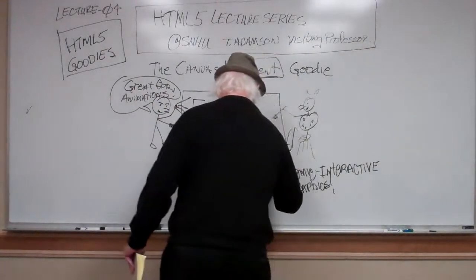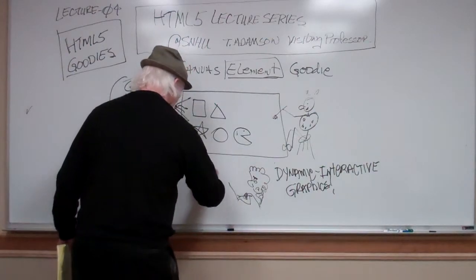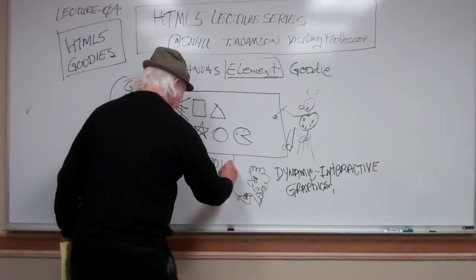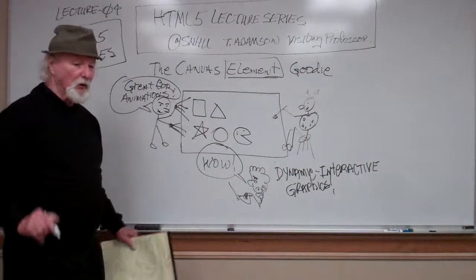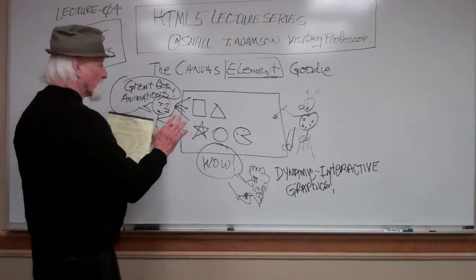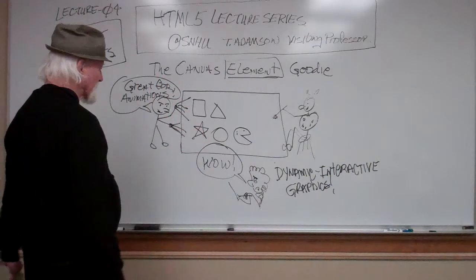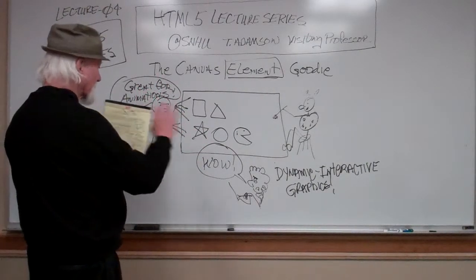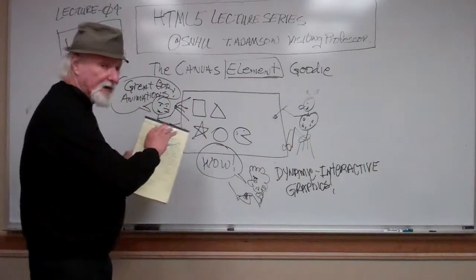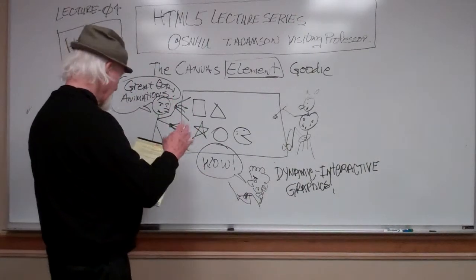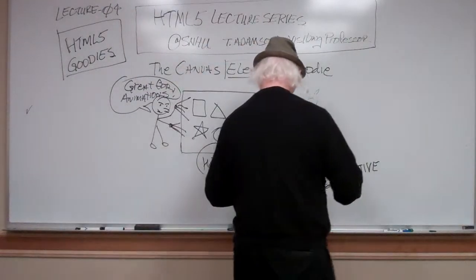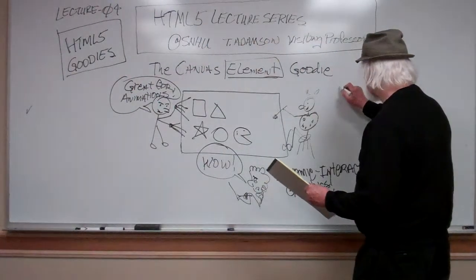And so anyway, she says, wow, that's what they say. Programmers that can do dynamic, interactive graphics will generally use the word wow. And this is wow, what you can do with the canvas element. You're going to create graphics that are constantly moving and changing, like in games, game-intensive graphics, right there.